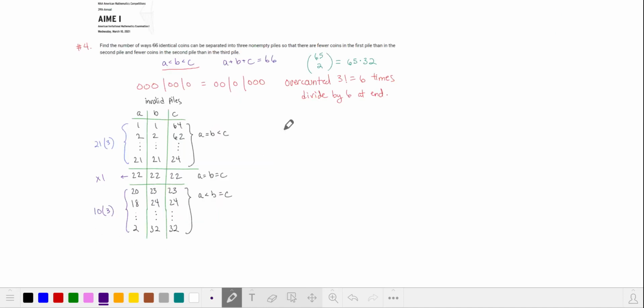So now we're going to do our complementary counting, removing the invalid piles and accounting for their overcounting when we did the original stars and bars. Since the remaining piles all have different numbers of coins in them, and there are 3 factorial ways, or 6 times, that we have overcounted them, we're going to divide by 6 to get the correct number of arrangements of piles. And doing the calculations, we get our answer, 331.